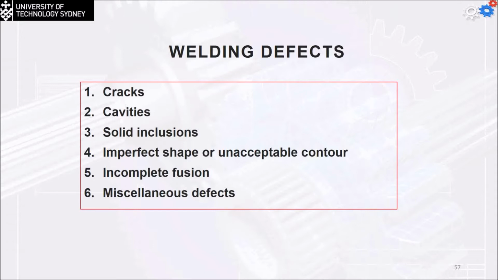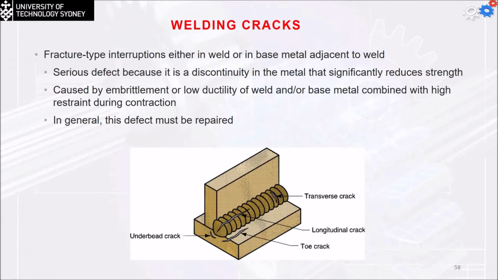reduces its strength. It's caused by the low ductility of the weld or the base metal combined with the high restraint during the contraction. In general, these defects must be repaired. Usually you remove the weld and redo it once again.